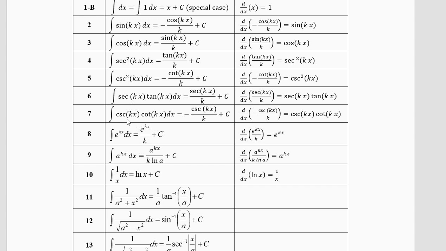Now the seventh formula. You have integration of cosecant kx cotangent kx. Now the answer is minus cosecant kx over k plus c. When we differentiate it with the minus sign, we'll get back cosecant kx cot kx.